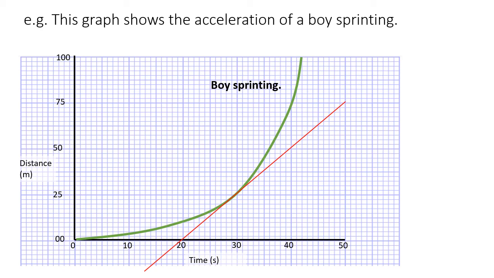We can now work out the gradient of the tangent. To do this, pick 2 points along the tangent's line. And turn these 2 points into a right-angled triangle. We can now measure the height of the triangle, which in this case is 75 meters, and the width of the triangle, which is 30 seconds.